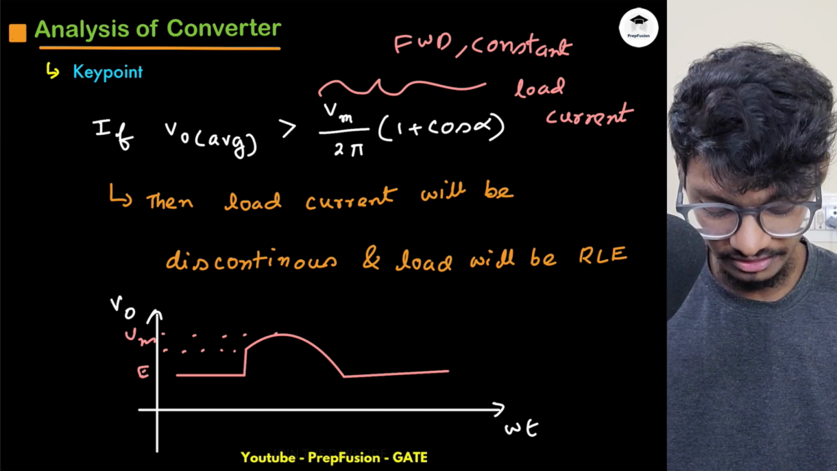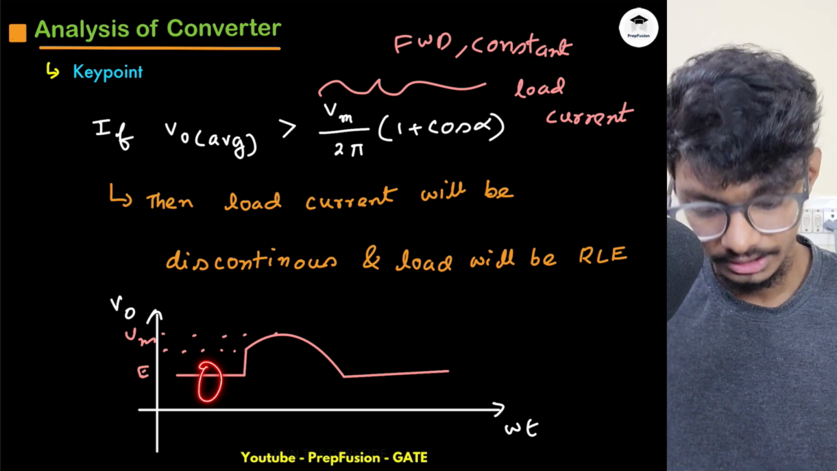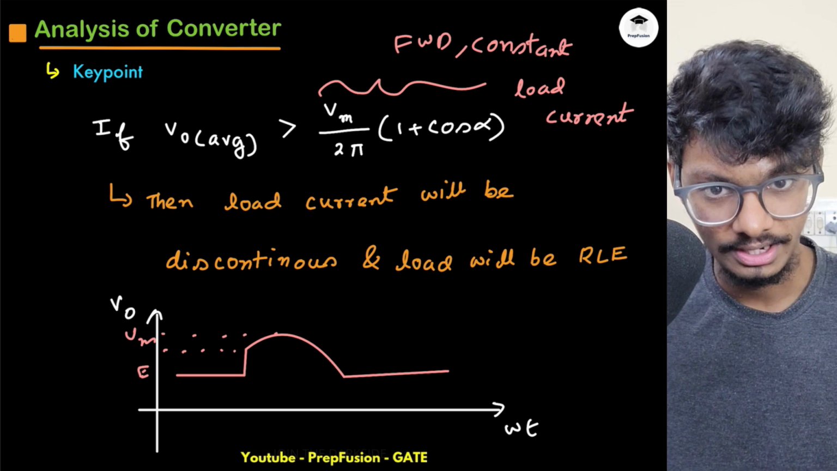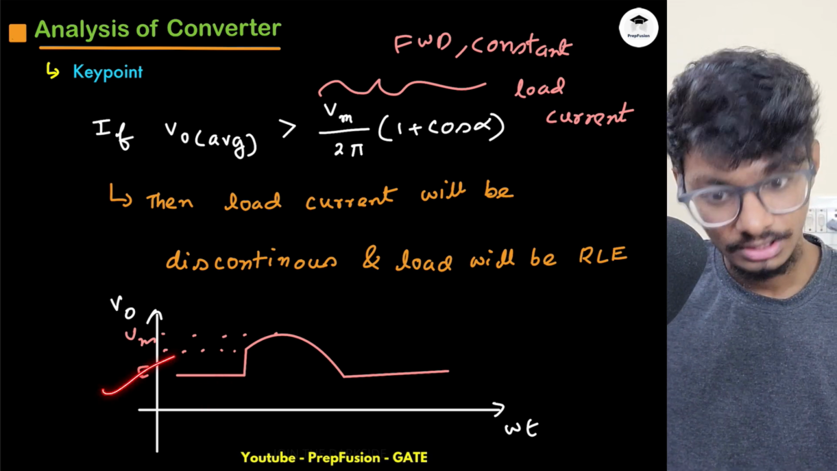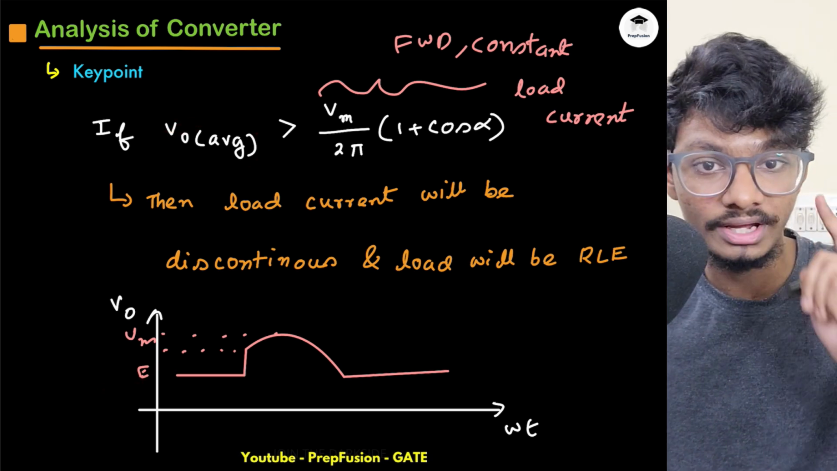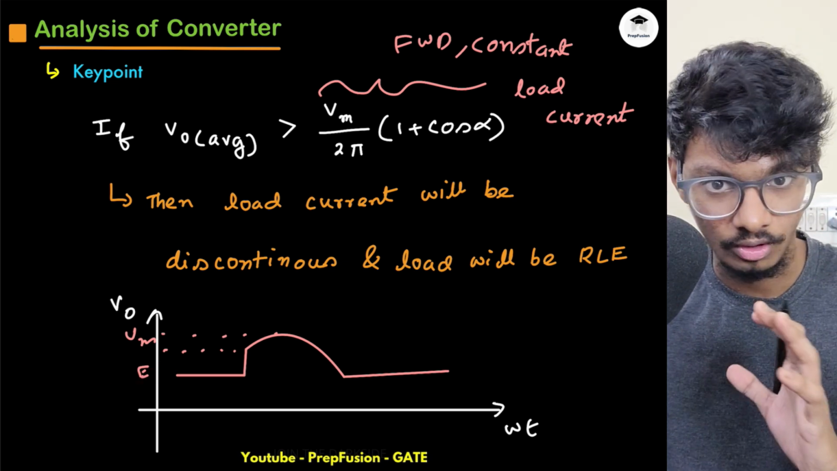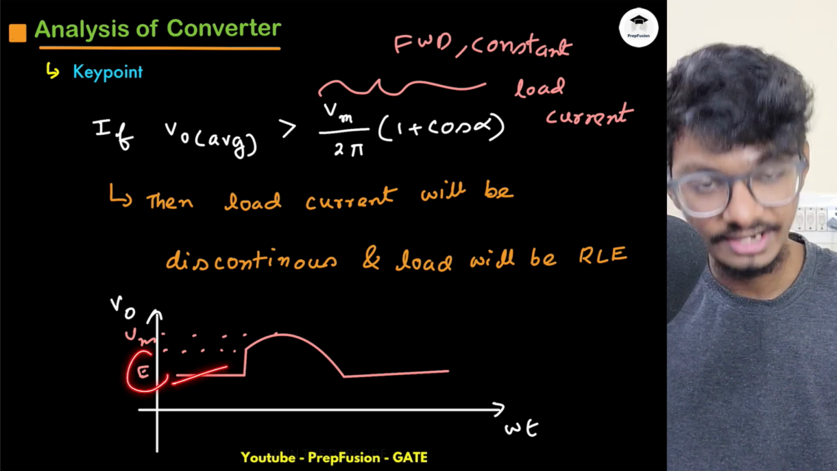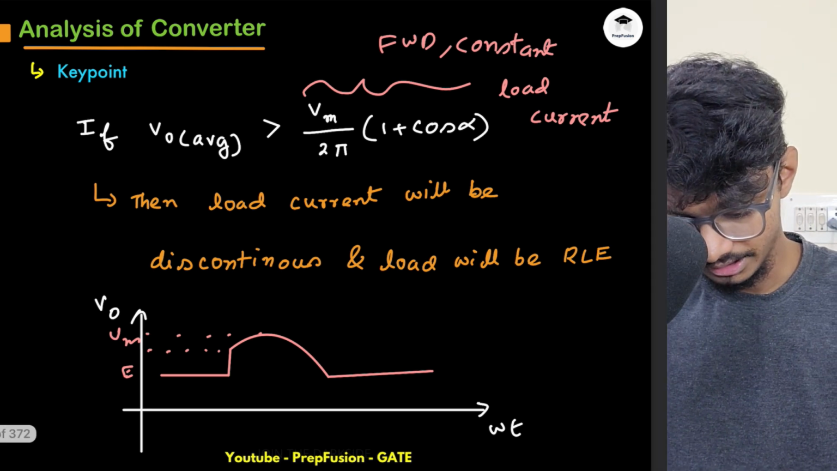So if this E was not present, then I could have said that SCR is always on, right? In the output voltage expression, E can only come when the load current is 0. Whenever the load current is 0, then only this E can come. You just recall, if my SCR is on, this E value can never come. Let's write down the cases.